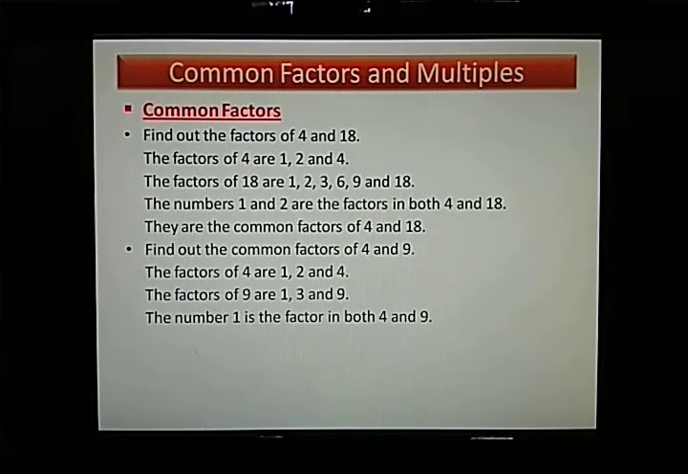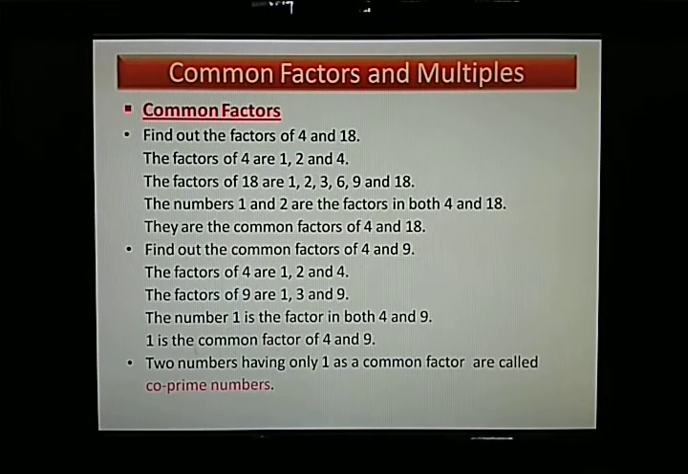So it has a specific name. So what is that name? It is called co-prime numbers. Which are the co-prime numbers? Two numbers are called co-prime numbers when they have only 1 as their common factor. So when the common factor is only the number 1, then they are called co-prime numbers.